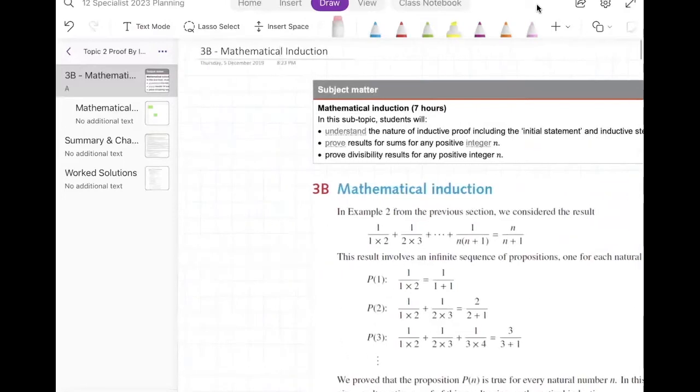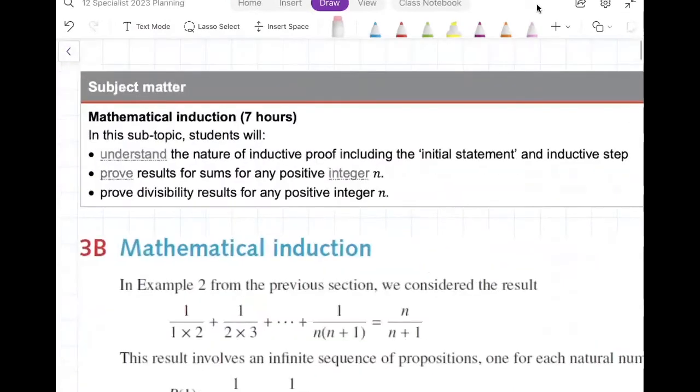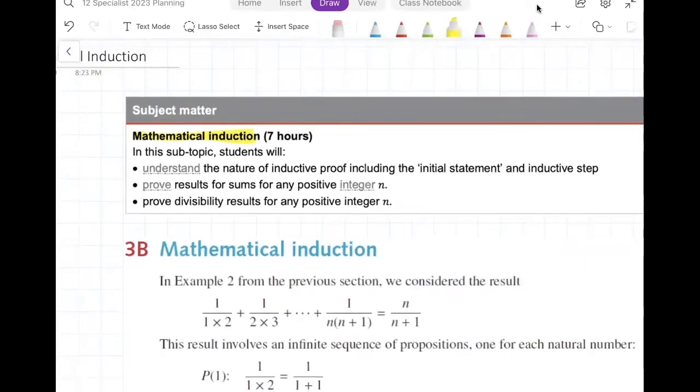You can see here, proof by mathematical induction. This is going to be chapter 3b. If you look at the syllabus, really all we need in terms of our proofs is just proof by induction. So we just have to be able to do mathematical induction. If you look at specifically what we need to do, we need to be able to prove results for sums using mathematical induction and prove divisibility results for any positive integer using mathematical induction as well. Today's video is going to be looking at proof using partial sums.